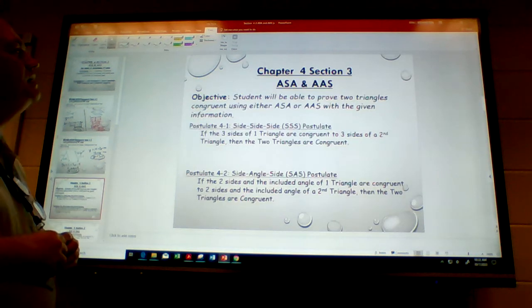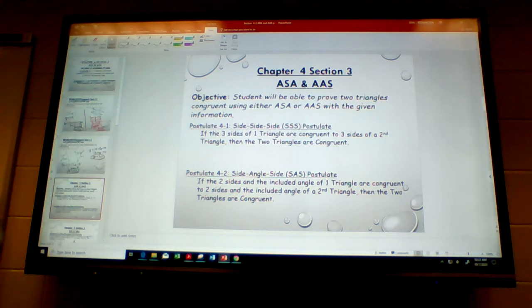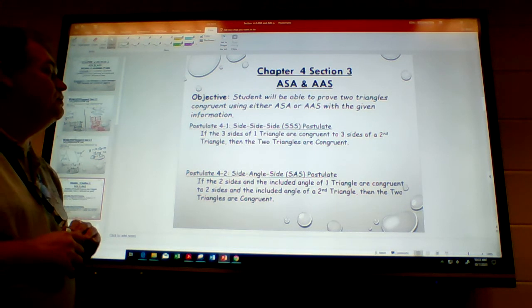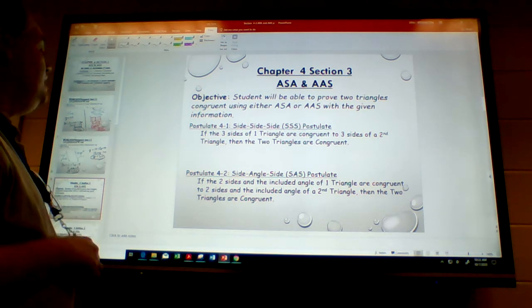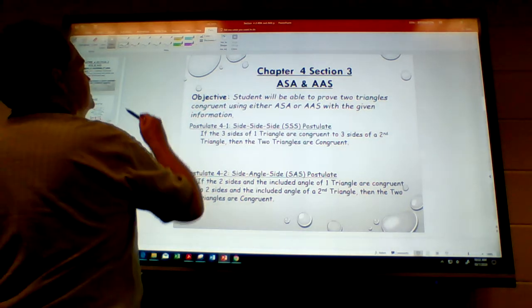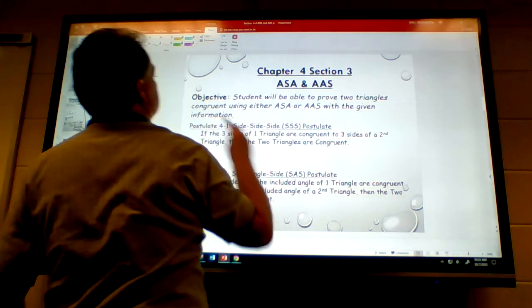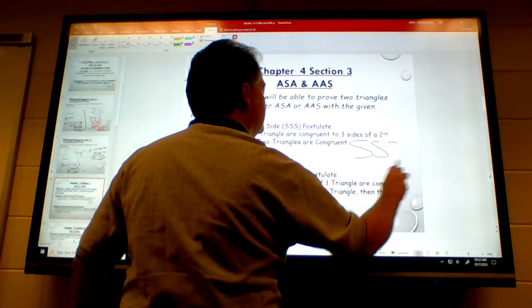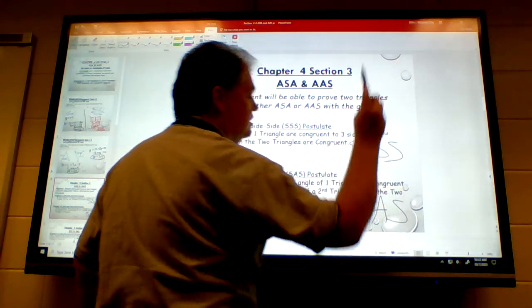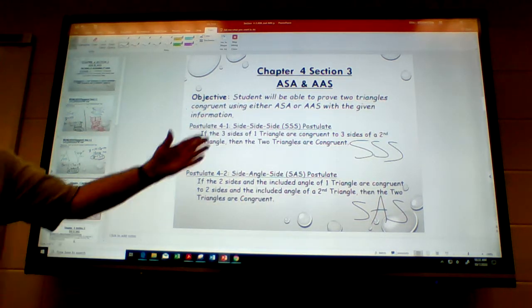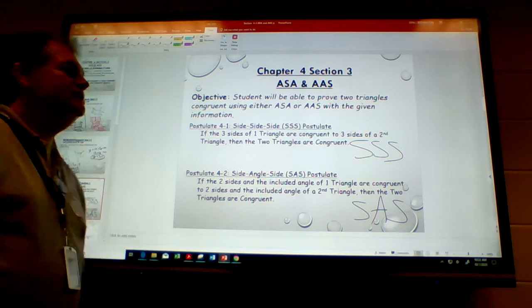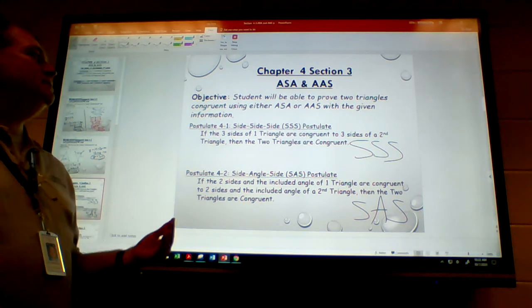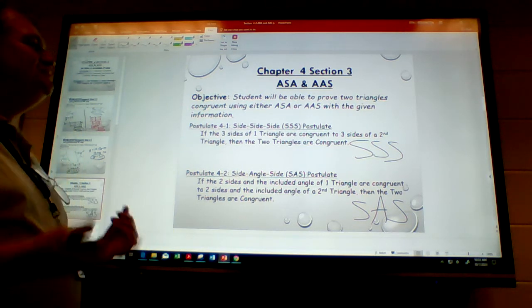All right. Now, I've also included postulate 4-2 and postulate 4-1 as well. They're simply known as SSS, side side side, and SAS, side angle side. That's all you need to know. If you put those letters, you're good. You don't have to state postulate 4-1, side side side postulate. You don't have to write all that. Just write SSS.